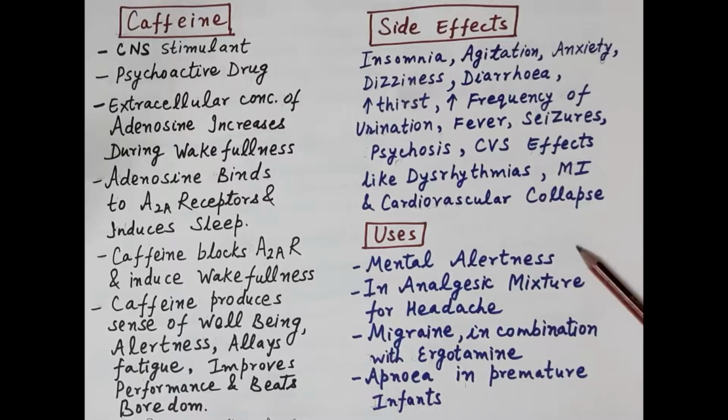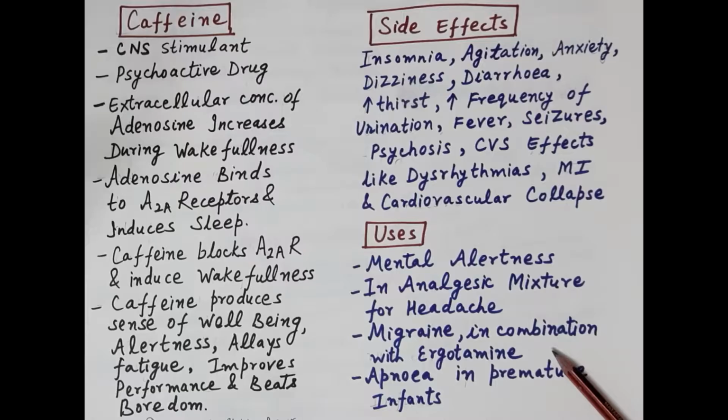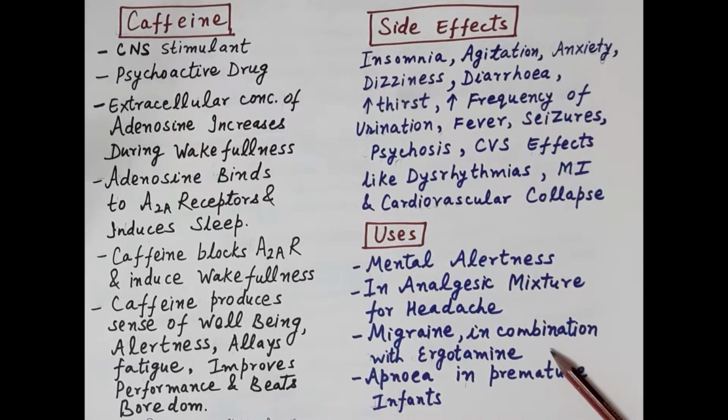Uses of caffeine. Caffeine is mainly used for inducing mental alertness and for inducing wakefulness. It is included in analgesic mixtures for headache. In combination with ergotamine, it is used in the management of migraine. And since caffeine is a CNS stimulant, it also stimulates the rate of respiration, and therefore it is also used in the management of apnea, that is a temporary cessation of breathing. It is used for the management of apnea in premature infants.